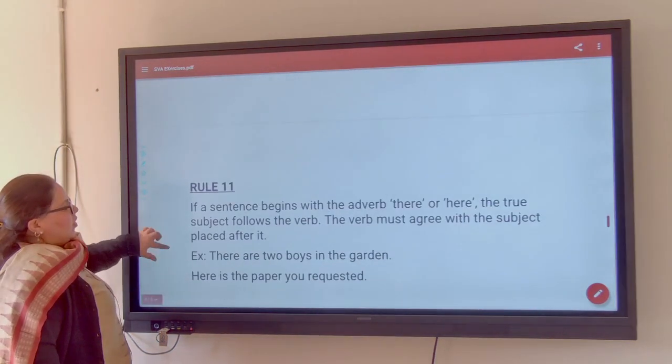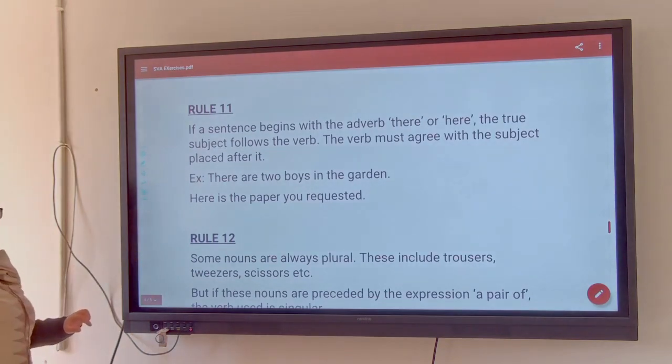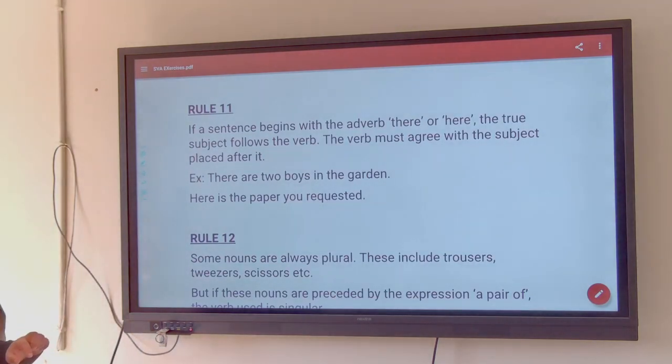Okay, now moving on to rule number 9. If the sentence begins with the adverb there or here, which talks about the direction, the true subject follows the verb. For example, when we say "there are two boys," there is a pronoun, are is a verb here, and we're talking about two boys, which is again a plural. So we use "there are."